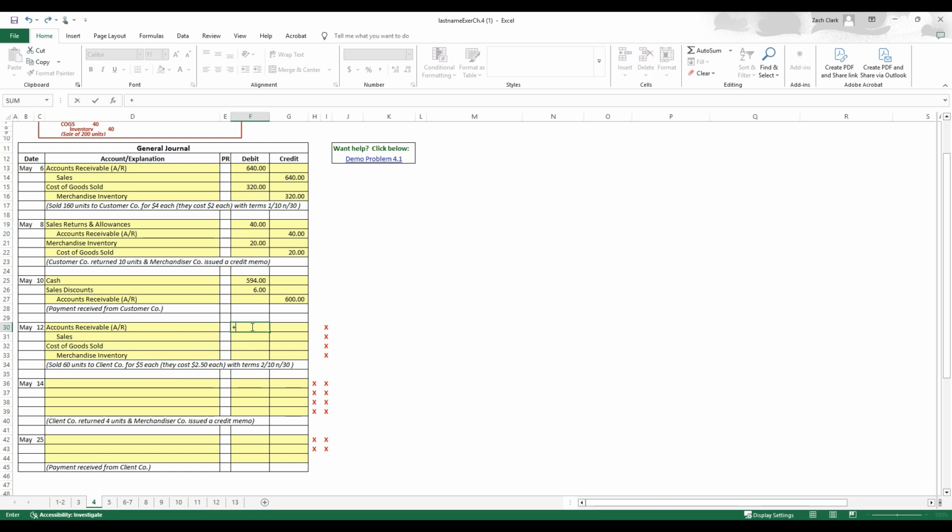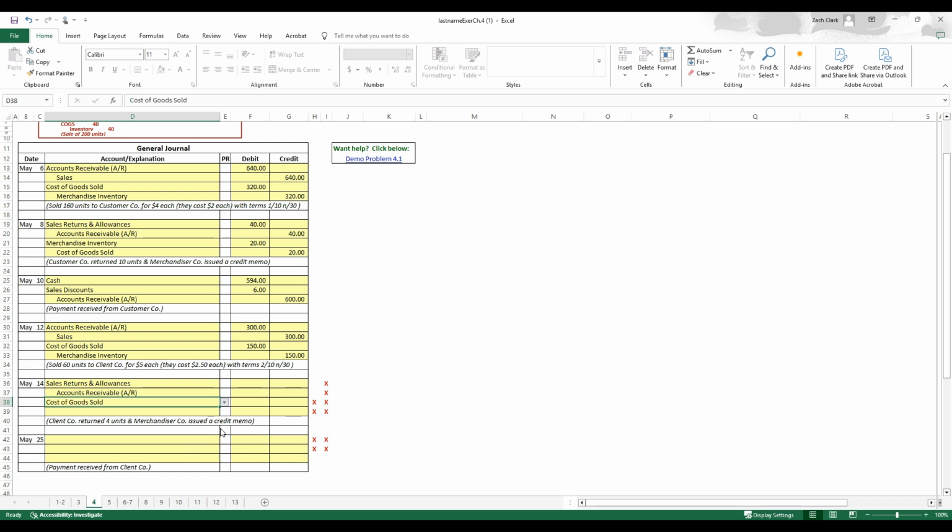And in this instance, we sold 60 units to client company for $5 a piece. Cost of goods sold was $250 per unit. We had 60 units, so that's good. And then they returned 4 units, so we can just follow what we were seeing above. It's very similar here. Sales returns and allowances, and then a reversal basically of everything else.